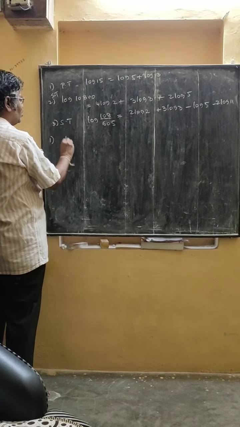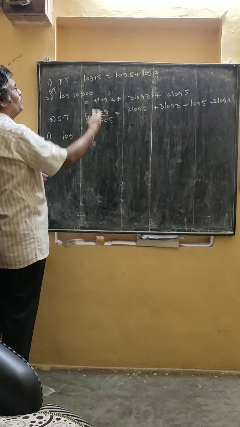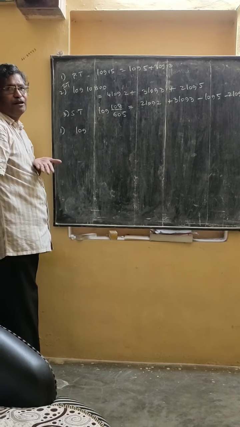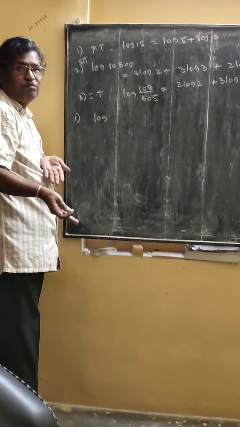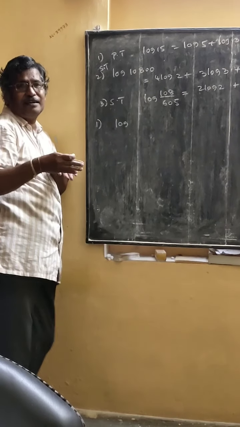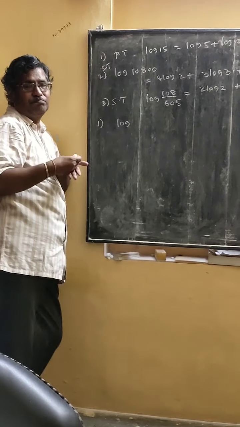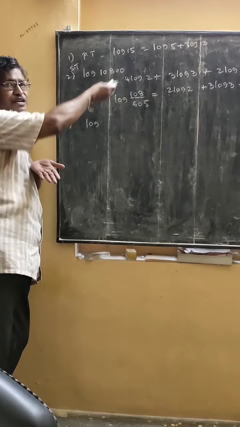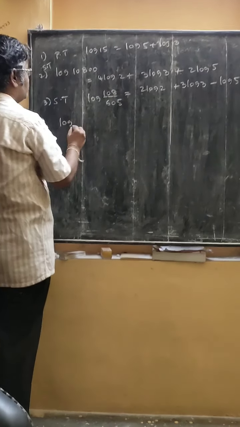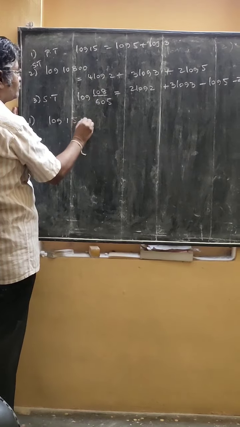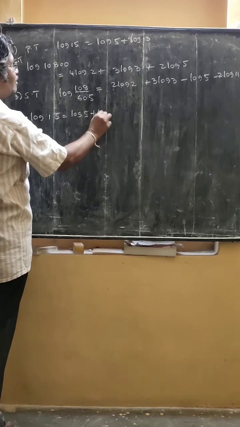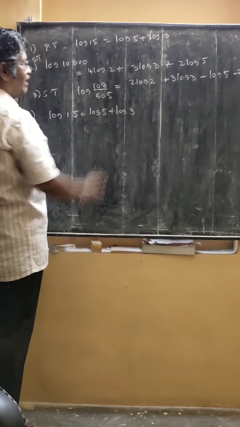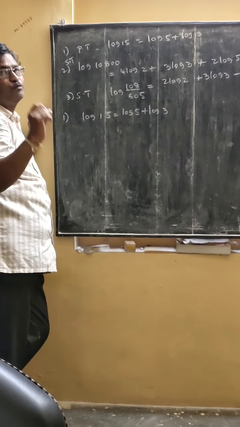First one. Here the base is not mentioned. Base not mentioned means we are confined to base 10 only. Generally our problems are confined to base 10, the decimal system, which we use in regular life. That's why here also we are using base 10 only. So log 15 is equal to log 5 plus log 3. When a problem is given, think about which law of logarithm is to be used.